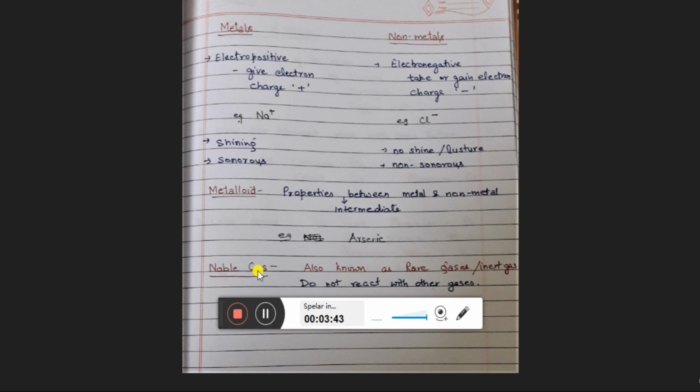And the last category is the noble gases. These gases are found in trace amounts, or are rare in the Earth's atmosphere, and that's why they are called the rare gases, and they are highly stable. That is the reason they are called the inert gases. They are already stable, so they do not react with other gases, and hence they are inert gases. The examples are helium, neon, argon, krypton, xenon, and radon.